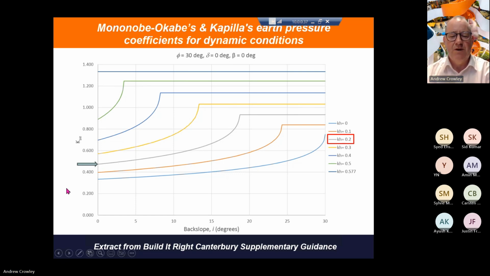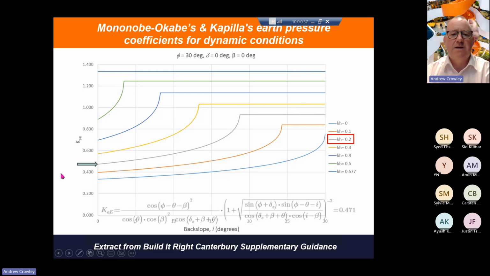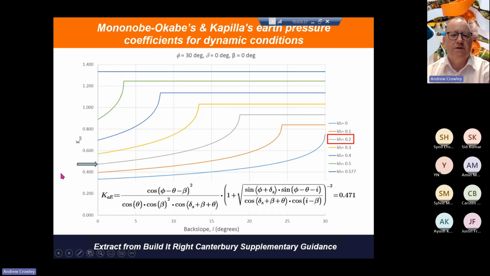Now, old school engineers tend to like graphs, but the more modern ones and computers do like equations. And here is the equation, and what an equation it is. And this takes into account the parameter, which is in this case theta. And the theta takes into account this KH factor here. And so it pops out as 0.471, which we'll see again later.